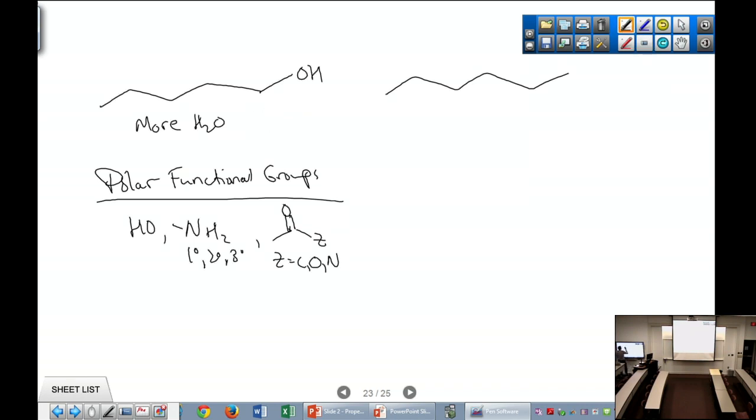More water soluble than hexane because it has a polar functional group. Right? That polar functional group allows the water molecules to interact with that molecule and thus solvate. Right? So what are examples of polar functional groups?